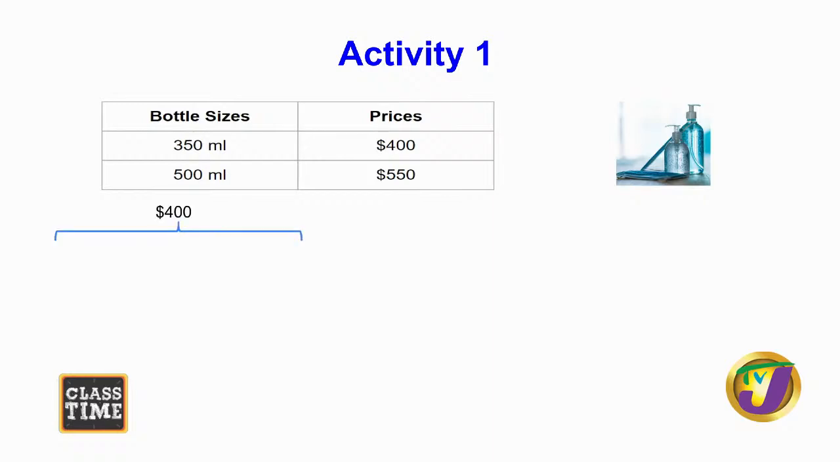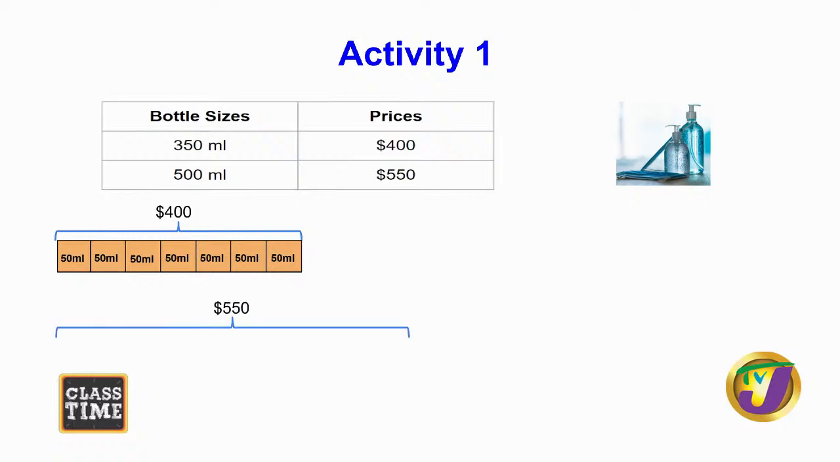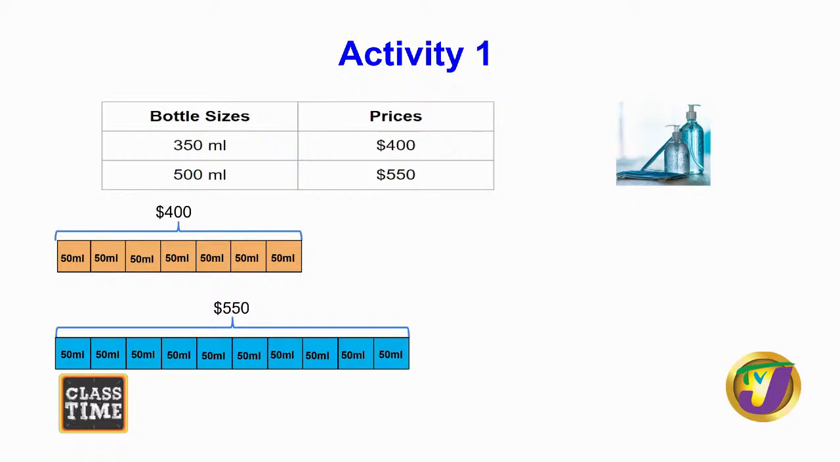So for $400, which is within the 350 ml, we can get 7 parcels of 50 milliliters, right? And then in the 500 ml, which is for $550, we can get 10 parcels of 50 milliliters of sanitizer. So even as we look at the diagram, we're seeing the same quantity coming out. So we're comparing the cost for 50 milliliters from the first bottle with the cost for 50 milliliters from the second bottle.